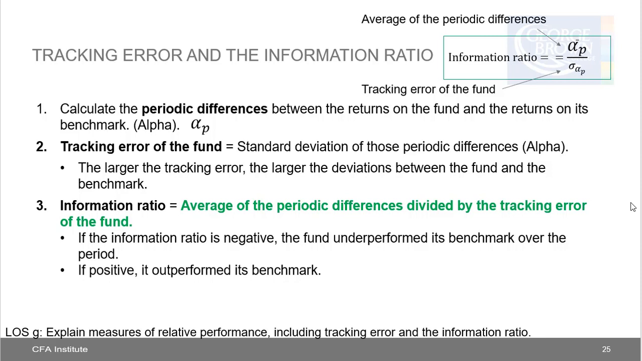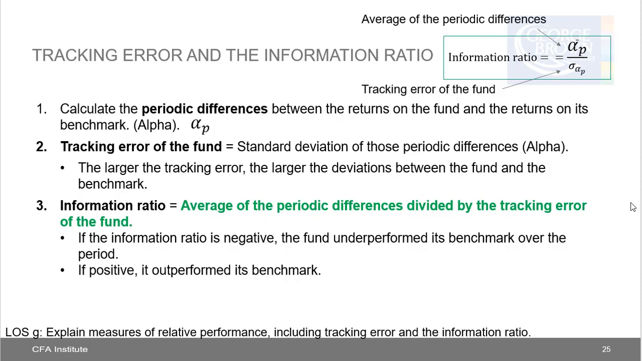We call that the alpha. The risk part of the information ratio is based on the tracking error of the fund, that is, its deviations from the performance of the benchmark. So the information ratio equals the difference between the holding period return on the portfolio and the return on the benchmark, which is alpha, divided by the tracking error of the fund.